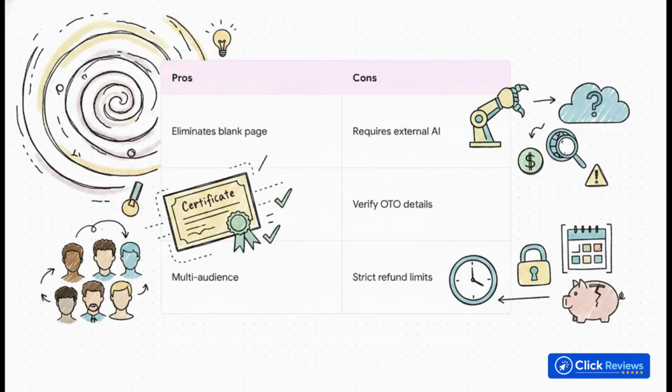But the cons are equally important to understand here. You still must rely on an external, third-party AI image generator to actually render the artwork. Furthermore, buyers need to independently verify the details of any one-time offers in the funnel, and as we just mentioned, the refund policy has very strict conditions.